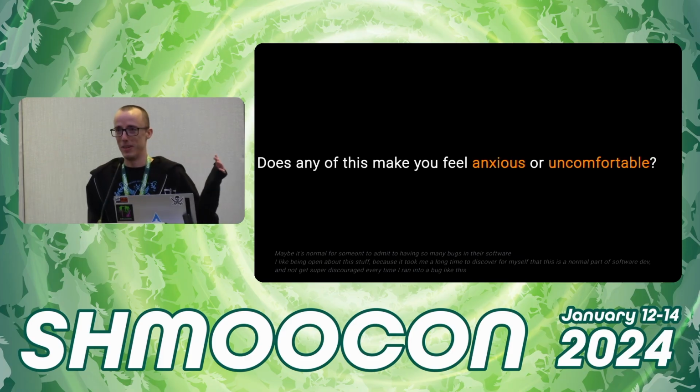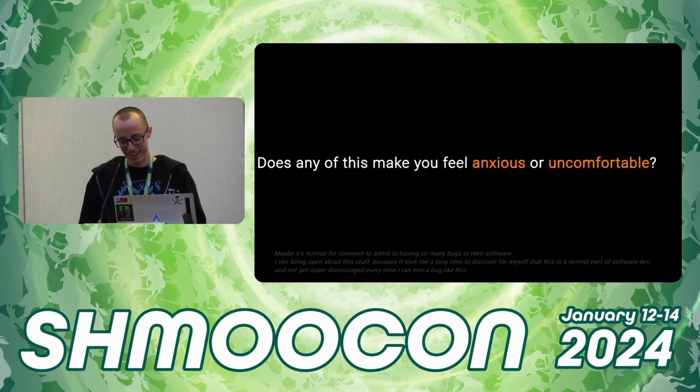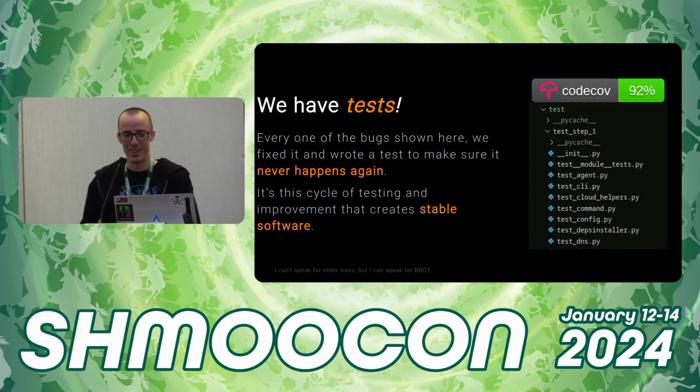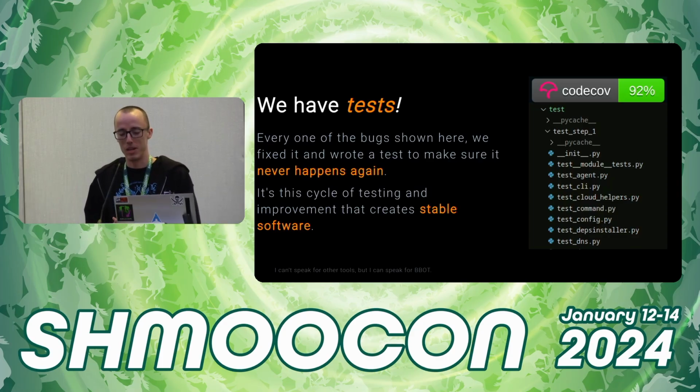And if any of those bugs make you feel anxious or uncomfortable or unlikely to try BBOT, know that we have tests. We have good code coverage. We have 92% code coverage. We're very proud of that. Every single one of those bugs that we encountered, we wrote a test for it to make sure it doesn't come back. And it's that cycle of testing and constant improvement that ends up creating stable software. So basically we feel very good about BBOT. Even though a recursive scanner is harder to build, it's also much more rewarding.